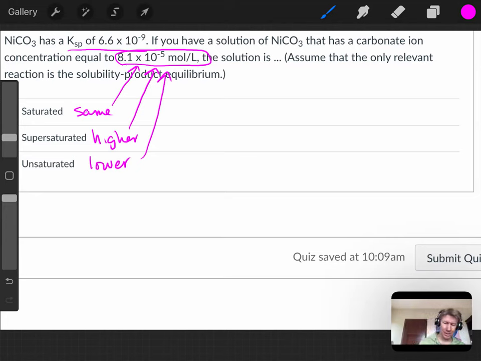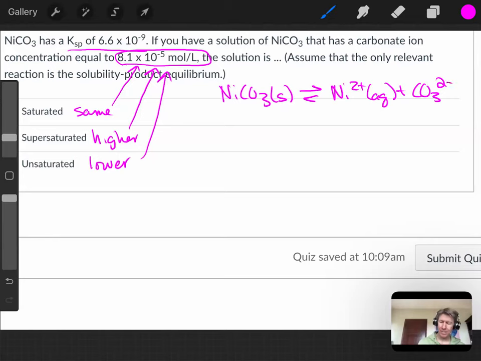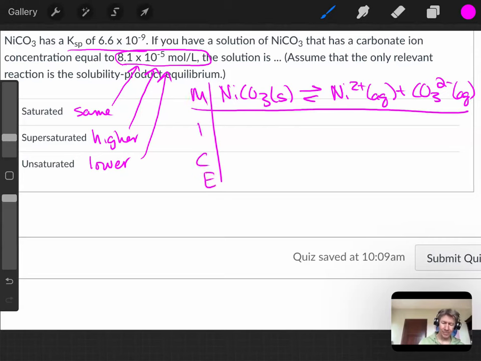So Ksp is going to be, for nickel carbonate, nickel ion plus carbonate ion. 1:1, meaning there's only one of each of those, in molarity. And we have a solid, so we don't care about that one. We have 0 and 0, plus x and plus x, just x's because each of their coefficients is a 1.